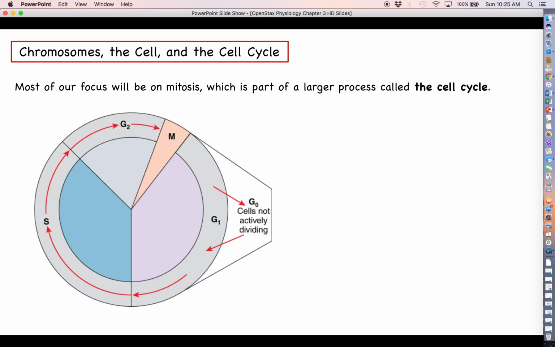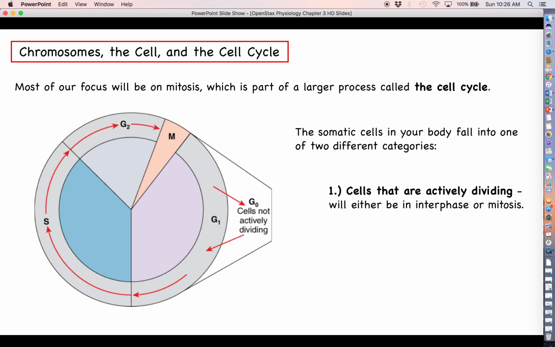So the whole cell cycle can usually be represented as kind of a timer mechanism, and that's not a bad way to look at it. Most of our focus, and we're not really focusing on the whole process that much anyway, is mostly going to be on mitosis, which is part of this larger process that we call the cell cycle. Somatic cells in your body, meaning cells other than the cells that produce gametes, which is most of your cells, are going to fall into one of 2 different categories.